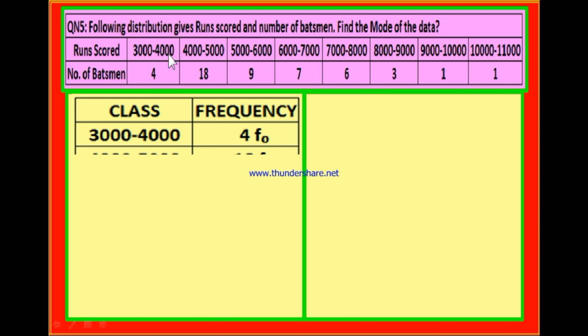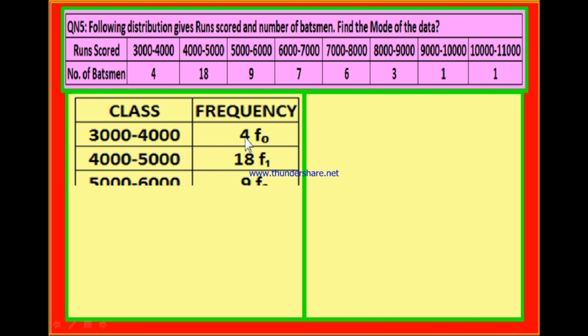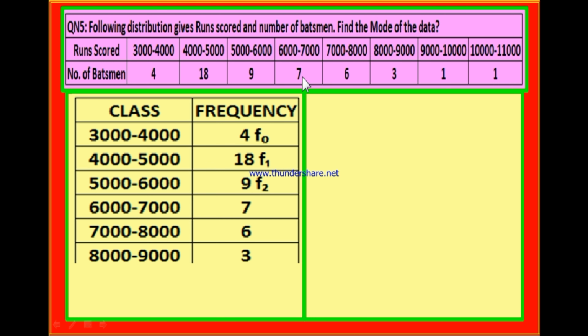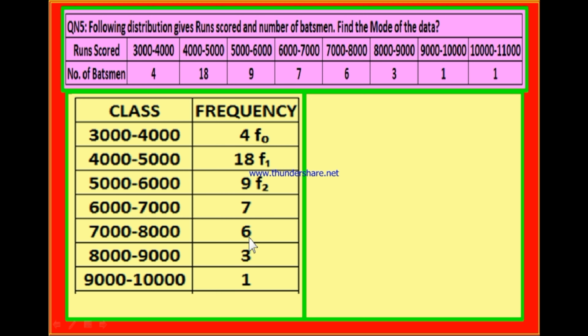The first class 3000 to 4000, the frequency is 4. Between 4000 to 5000, the frequency is 18. Between 5000 to 6000, the frequency is 9. From 6000 to 7000, the frequency is 7. 7000 to 8000, frequency is 6. 8000 to 9000, frequency is 3. 9000 to 10000, the frequency is 1. And between 10,000 to 11,000, the frequency is also 1.